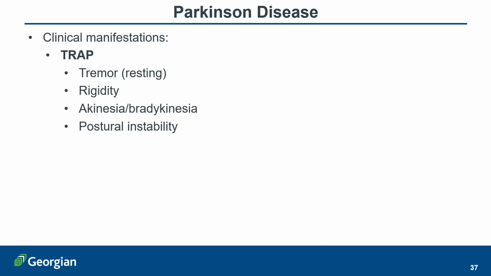The clinical manifestations of Parkinson's disease can be summarized by the TRAP acronym, TRAP. T stands for tremor, a resting tremor, R for rigidity of the muscles, A for akinesia or bradykinesia, so difficulty moving or the slow moving of the muscles, and the P stands for postural instability. So please focus upon that particular acronym. It really does describe the typical clinical manifestations of Parkinson's disease.